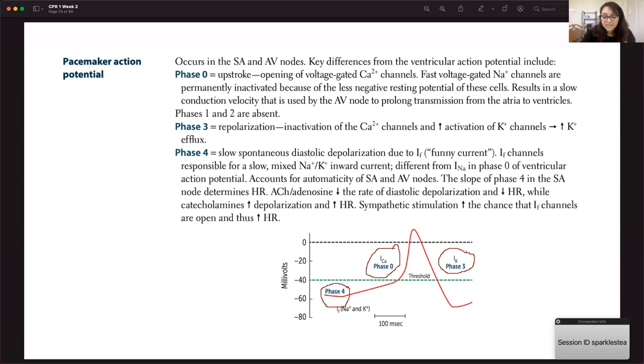And I believe you guys should go into more detail on that later on. I don't want to overwhelm you guys with more information than you need to know at this point. But just understanding that phase four is not completely closed off. You do have those funny channels that are open, and sodium and potassium are flowing. Okay, that's pretty much all they need to know for this slide, I believe.